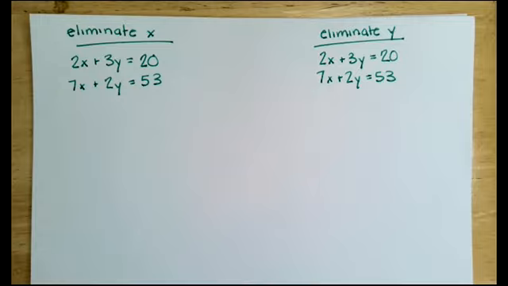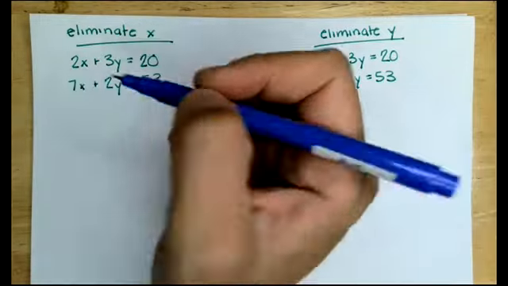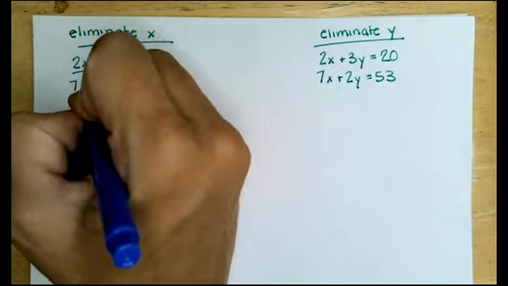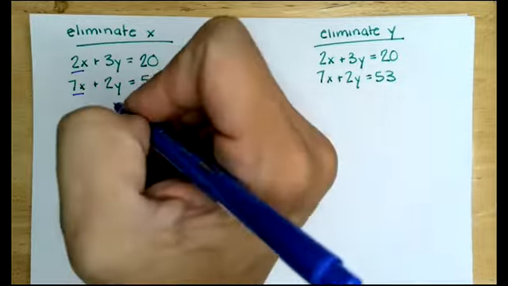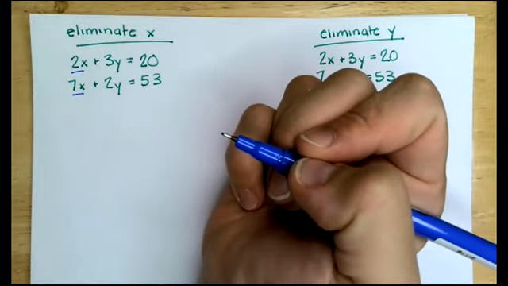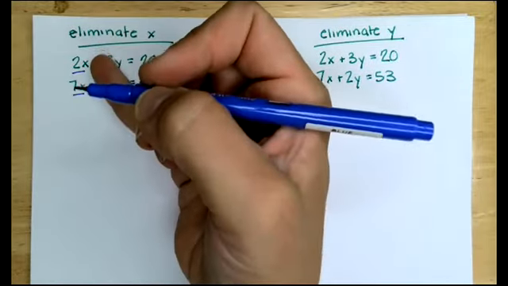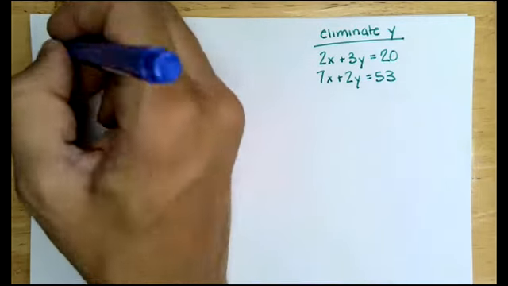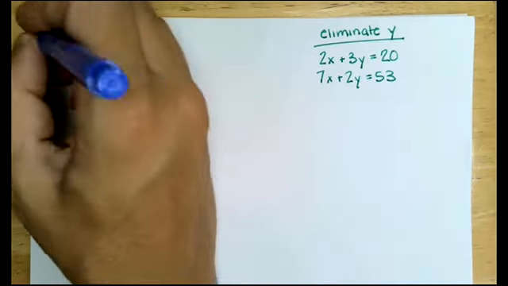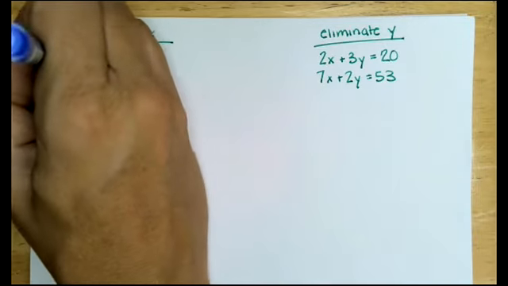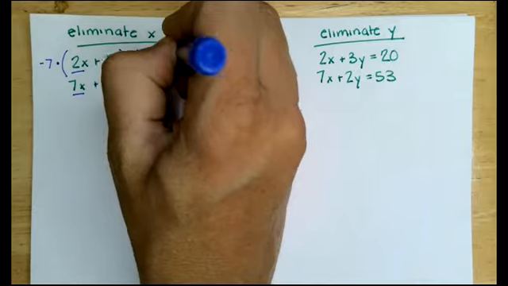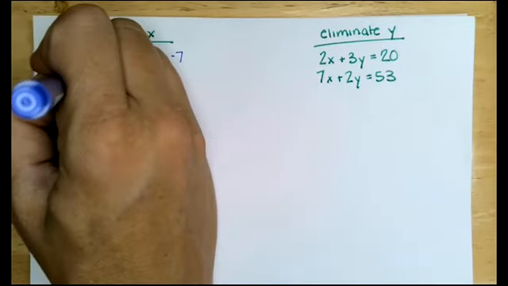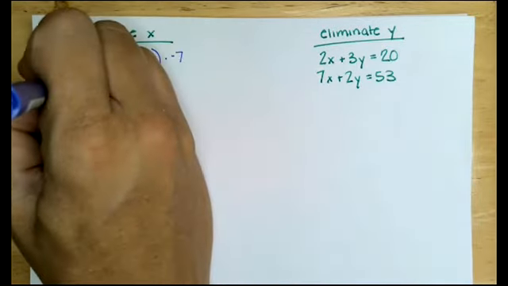with a system, okay? So for this one, I want to eliminate x. The x's are 2x and 7x. So the smallest number I can use as a multiple would be 14, right? One of them needs to be a negative 14, one of them needs to be a positive 14. So I'm going to multiply this whole equation by negative 7. Okay, I'm going to multiply this whole equation by 2.